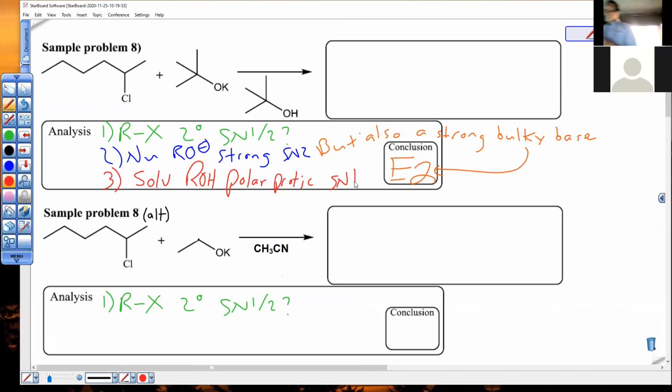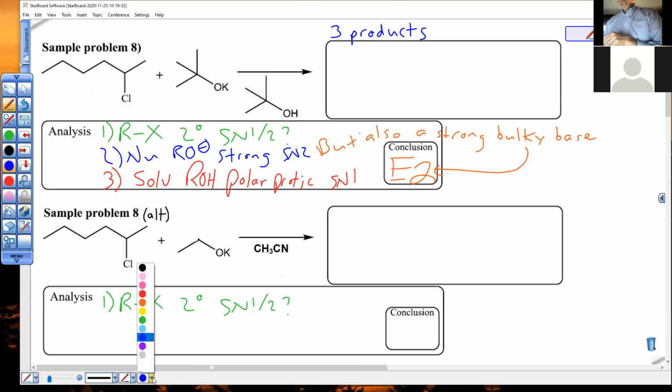And as soon as you do E2, I'll give you a hint sometimes about how many products. I want 3 products here. That means organic products, not side products, not the base picking up a proton. 3 products that result from E2 on this molecule. And as soon as you conclude E2, you better be getting your Greek on.